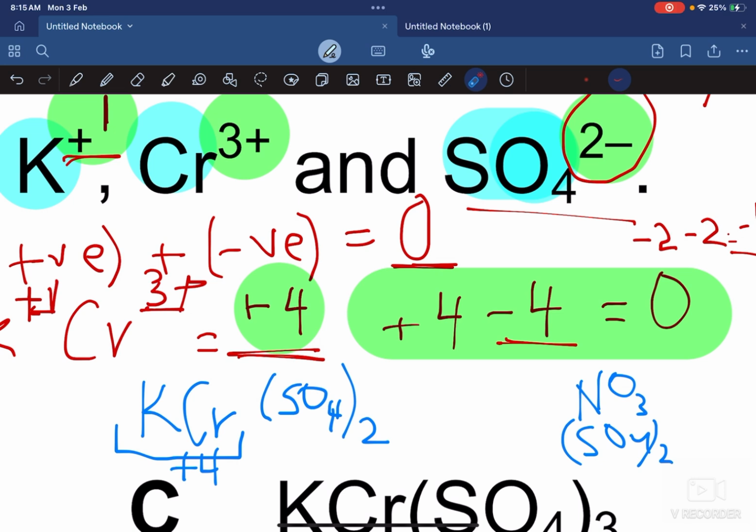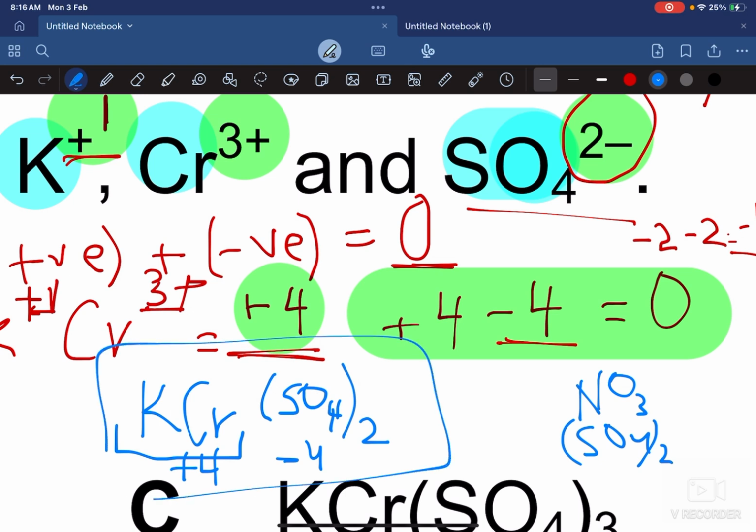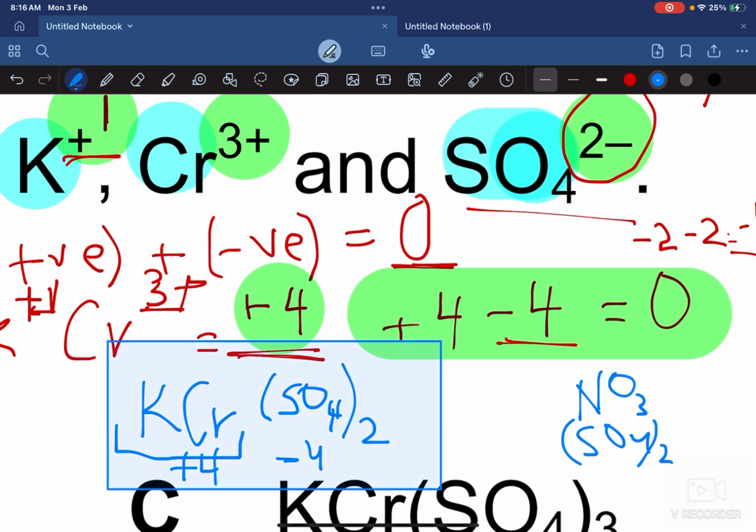Okay, so let's continue. Now we have made this +4 thing over here, and we've taken 2 sulfates to balance it out, and now we have a -4 over here. Okay, we have a completely balanced salt, and the net charge of this salt is 0. Why is it 0? Because we have +4, we have -4. I hope this part makes sense.